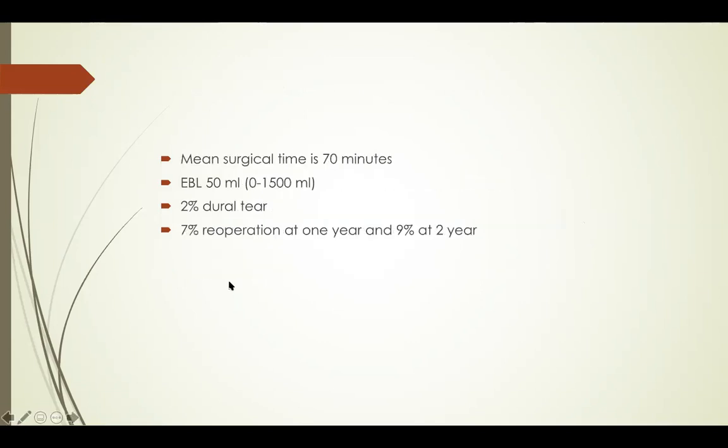So this is their operative data, and the reason I put this one is that it's important you can discuss it with the patient when you are in clinic. 7% had a reoperation at 1 year, and 9% had a reoperation at 2 years, and only 2% of patients had a dural tear. So dural tear is really, really low. If you operate on 100 disc herniations, you can have only two. These are the two things I think are important to discuss in clinic. You can say to the patient, okay, only 2% is dural tear, and reoperation is 9% at 2 years.